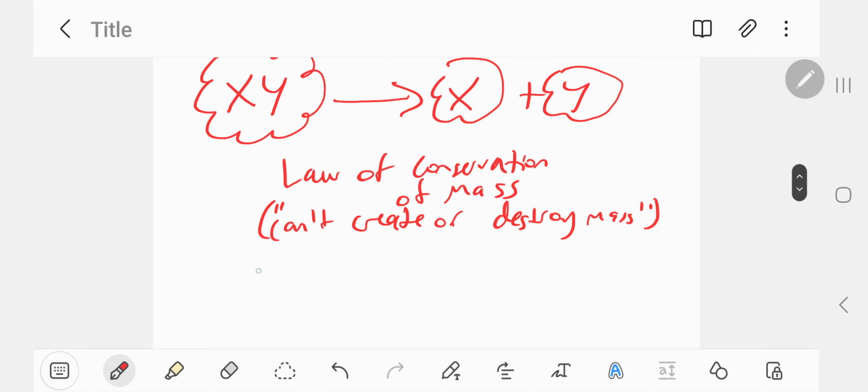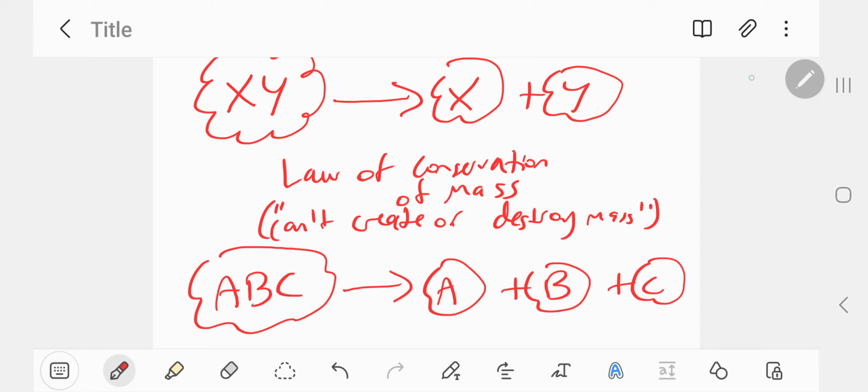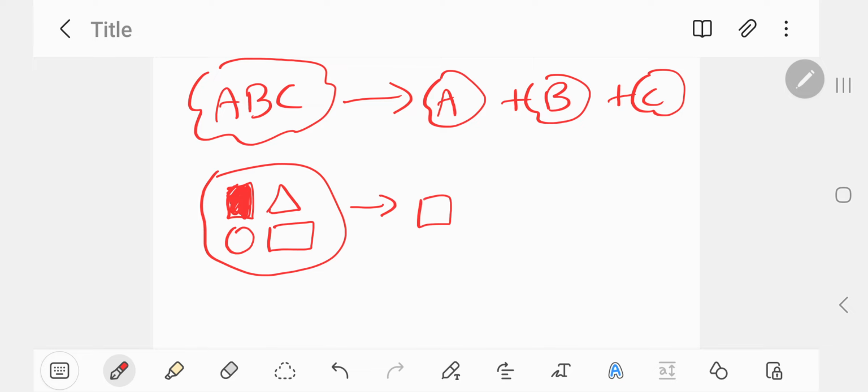Let's do another one. Suppose I've got a substance made of A, B, and C, 3 elements. What does it break down into? It breaks down to element A plus element B plus element C. Let's use now shapes. Suppose I've got a substance made of a square, circle, triangle, and rectangle. When that breaks down, I'll get back the square, the circle, triangle, and rectangle.